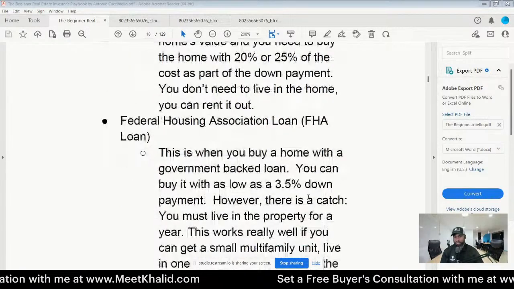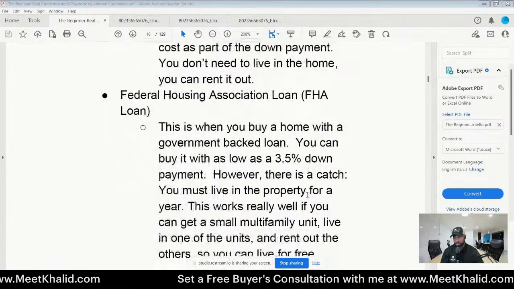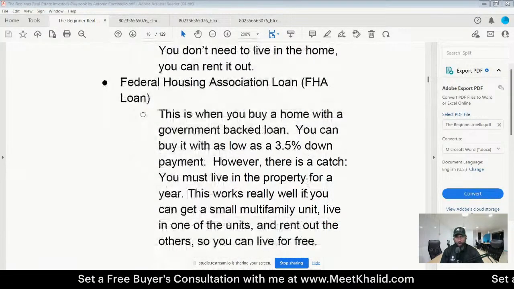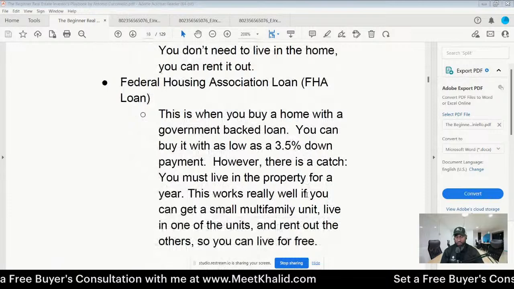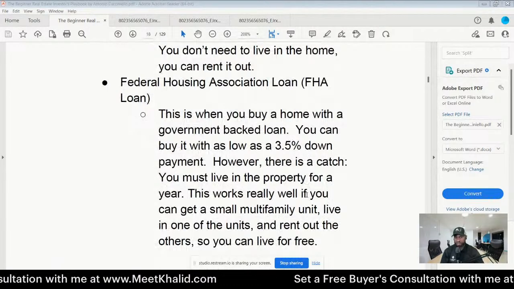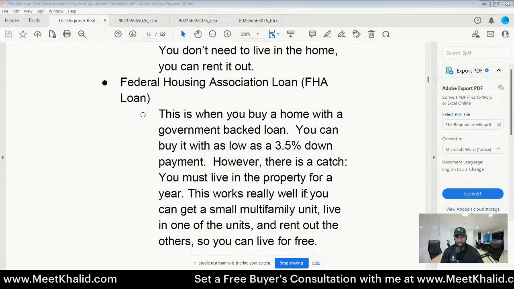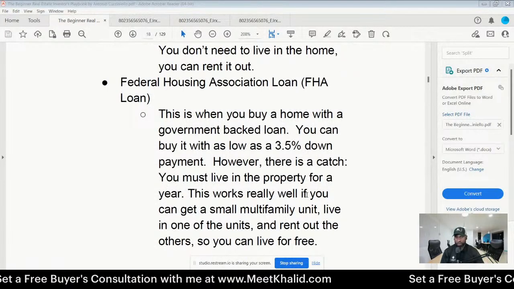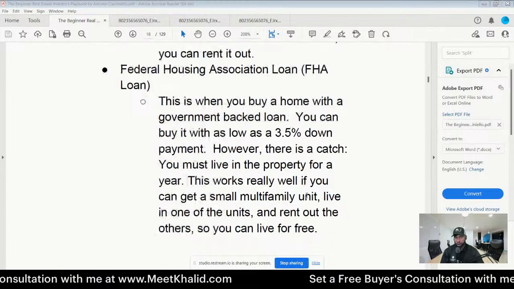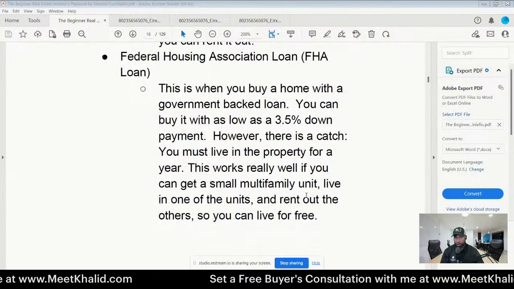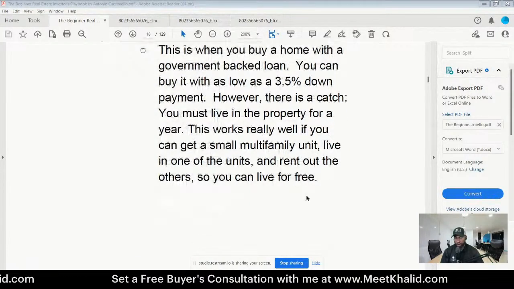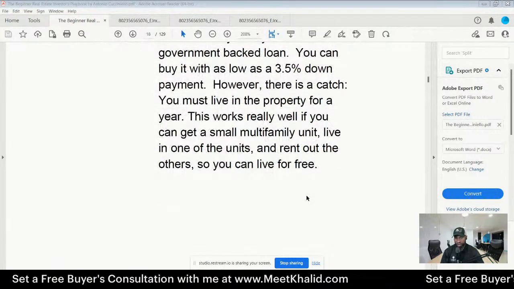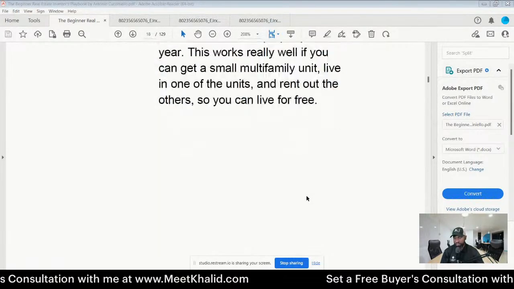Okay. The next is the FHA loan. And this is what I'm going to do. All right. So the FHA loan, this is when you buy a home with a government backed loan. You can buy it with as low as 3.5% for the payment. However, there's a catch. You must live in the property for a year. This really works well. You can get a small multi-family unit, live in one of the units and rent out the others so you can live for free.